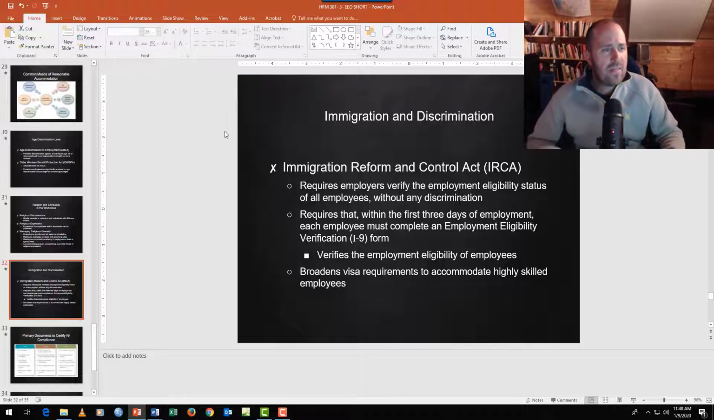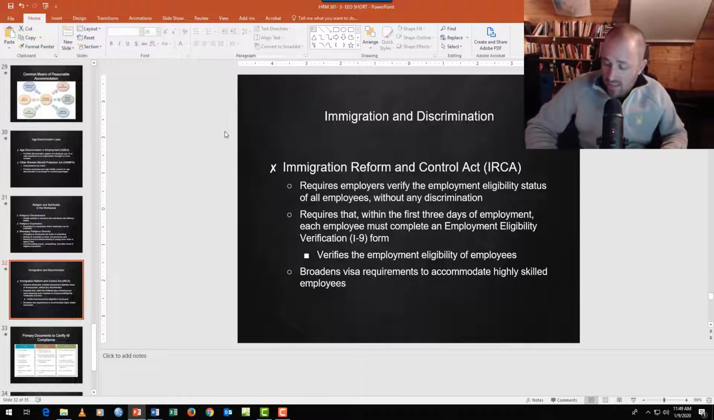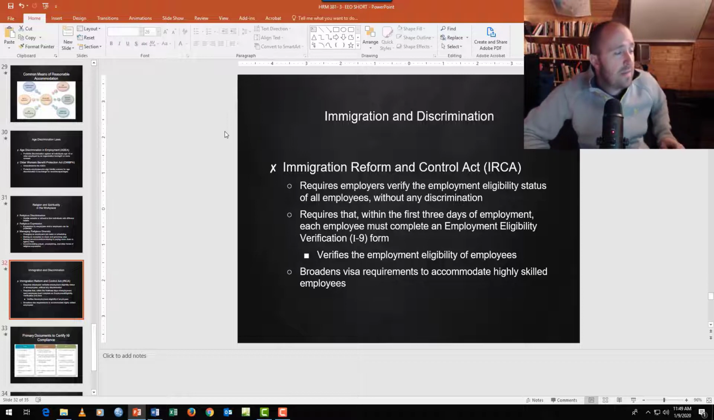A lot of people hear that and they say, okay, so I need their driver's license and proof that they're a citizen. No. There's lots of different ways people can work legally in the United States without being citizens. You have to document work authorization, meaning they're legally authorized to work in the United States. You have 72 hours to do that.